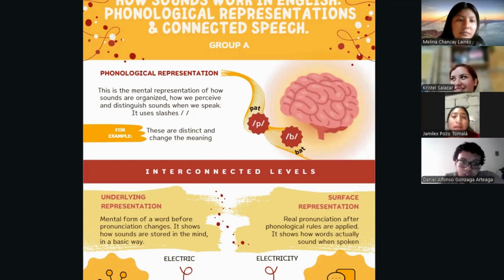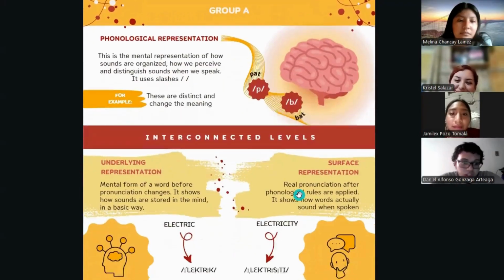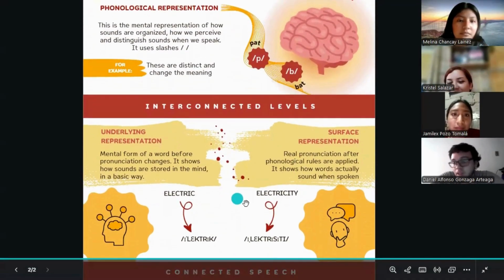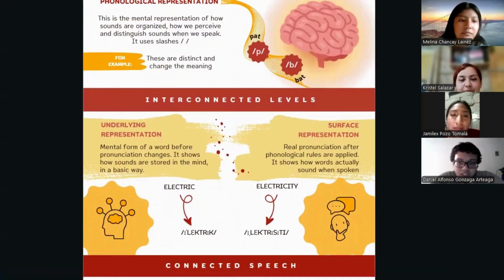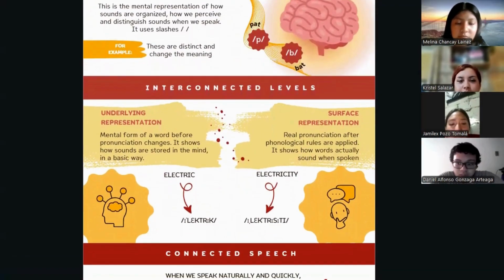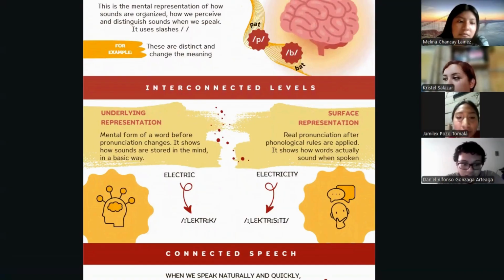For interconnected levels, we have underlying representation, the mental form of a word before any phonological rules are applied. It represents the ideal or basic version of a word's pronunciation. For example, we have electric, which can be said as electric, but if we read what it says when we spell it, it says I electric.